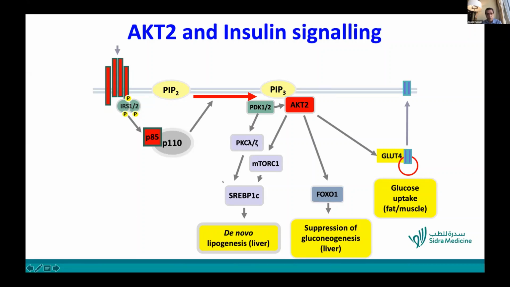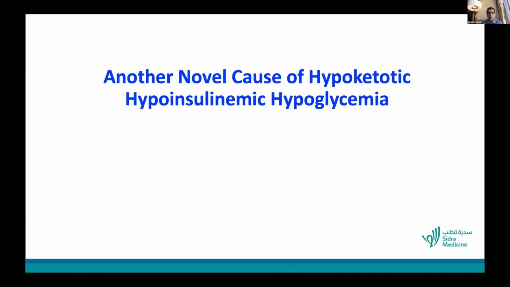So what's happening in these children is that this is constitutively activated. So regardless of what's happening upstream here, you have constitutive activation of AKT2. So you're suppressing gluconeogenesis, you're suppressing lipogenesis, and you're telling the tissues to take up glucose, so that you're leading to hypoglycemia. So this was a novel cause of hypoketotic hypoglycemia.